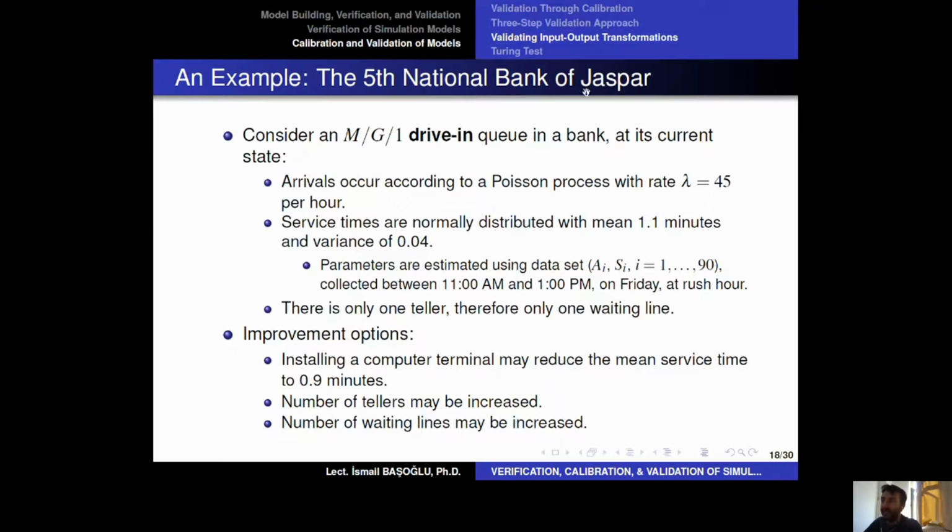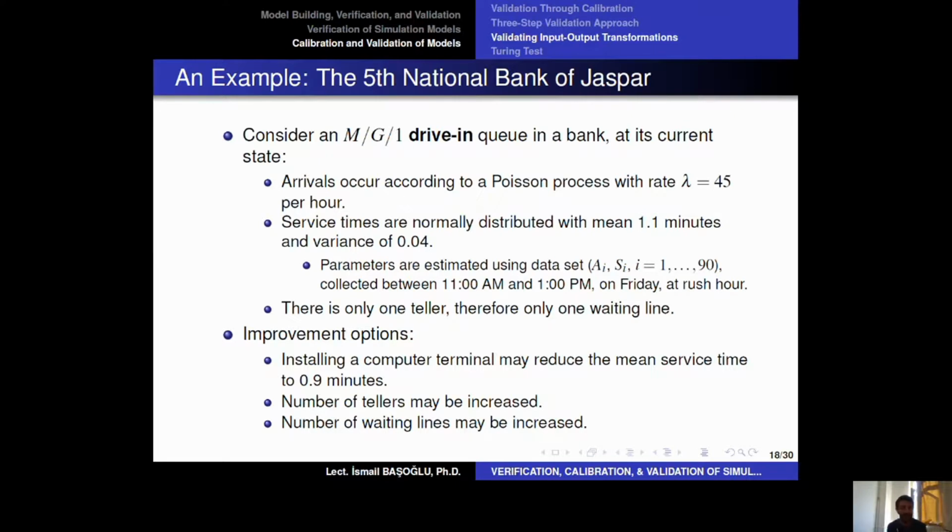The Fifth National Bank of Jasper. It says we consider an M/G/1 drive-through queue in a bank in its current state. Arrivals occur according to a Poisson process with rate lambda equal to 45 per hour. So, a drive-through queue in a bank.